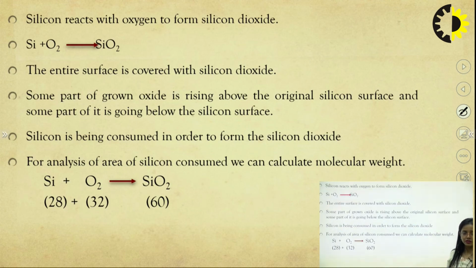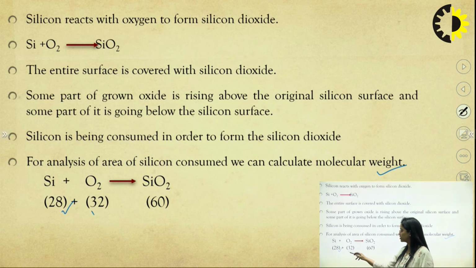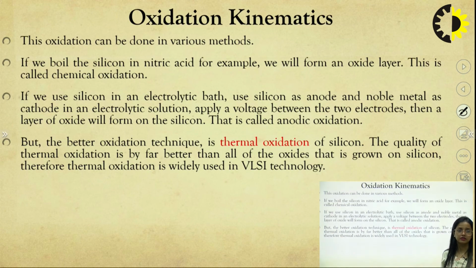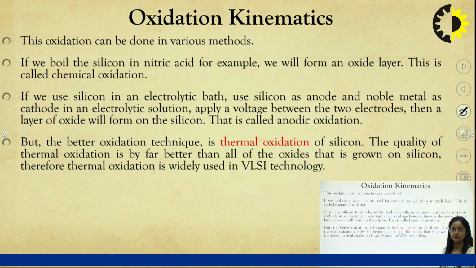Silicon is being consumed in order to form silicon dioxide. For analysis of the area of silicon consumed, we can calculate molecular weight also. So using the molecular weight of silicon and oxygen molecule, we can have the corresponding area calculation as far as silicon dioxide is concerned. So now we have to study what is the kinetics behind oxidation.